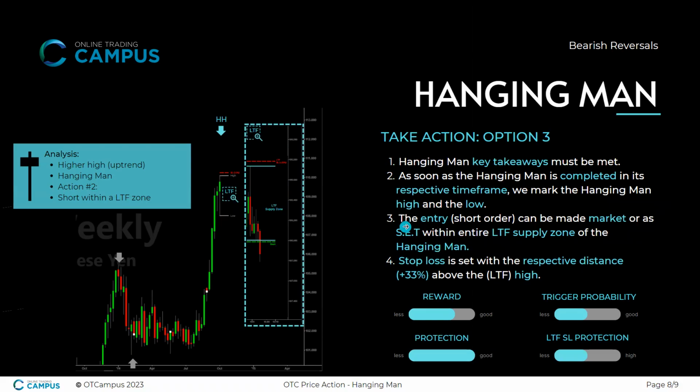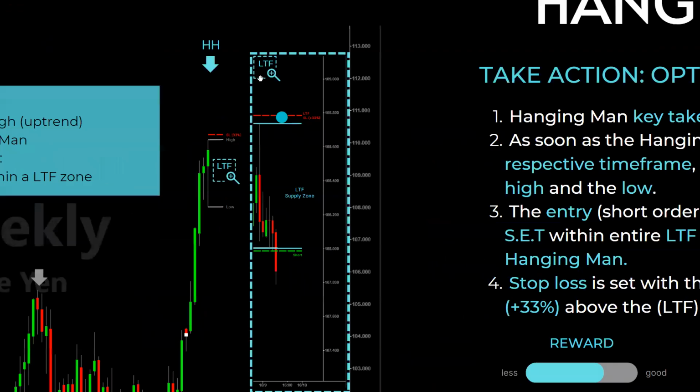Number 3, the entry short order can be made at market or as a set within the entire lower time frame supply zone of the hanging man. This is weekly. We created this weekly hanging man here. Then we want to check this candle on lower time frames, for example daily, 240 minutes and so on. And we found something like this. It's a rally here, right? Green candles, indecisive candles, and then a drop.